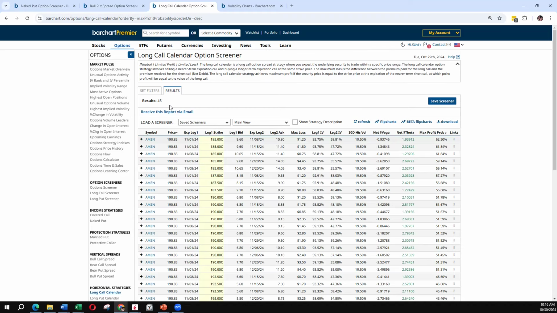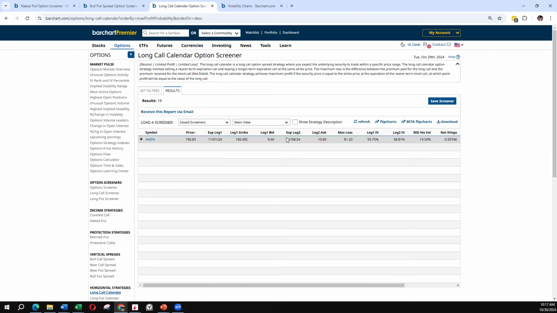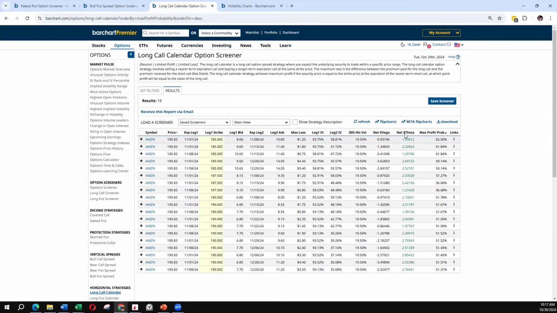So we're getting 45 results. I might try and thin that down a little bit, either by filtering for the max profit probability or our net theta. So we'll say probability of max profit above 50%. And now we've got only 19 results. So that's looking pretty good. If we wanted to, we could filter or sort by the net theta as well and try to find something that has a really good max profit probability and some good net theta as well. So here's a really good candidate, potentially this one as well.